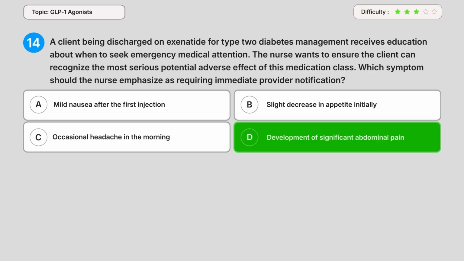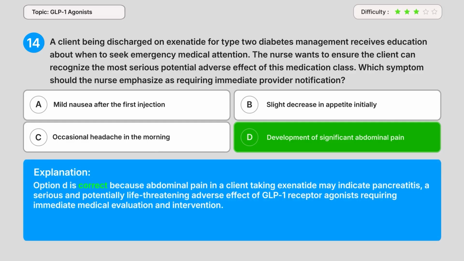Correct answer. D. Development of significant abdominal pain. Explanation. Option D is correct because abdominal pain in a client taking exenatide may indicate pancreatitis, a serious and potentially life-threatening adverse effect of GLP-1 receptor agonists requiring immediate medical evaluation and intervention.